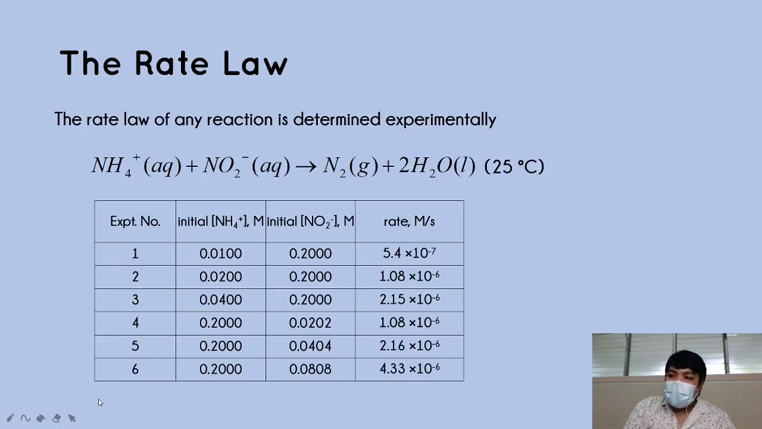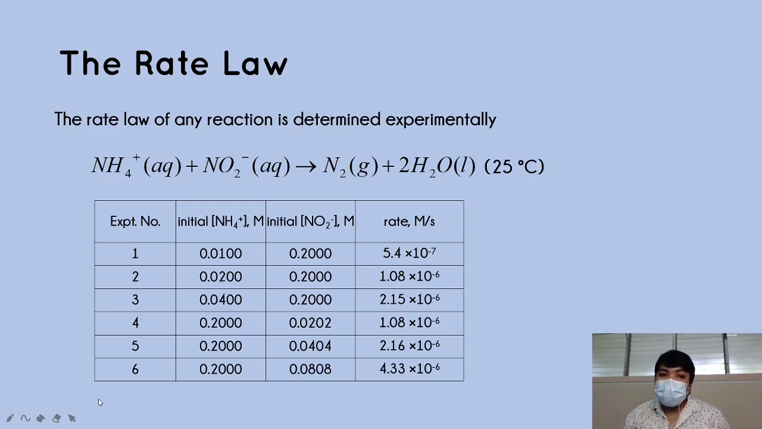how do we know the rate law of a reaction? Unlike gases, we don't use any assumptions or equations to determine it. You have to find it out experimentally. So how?